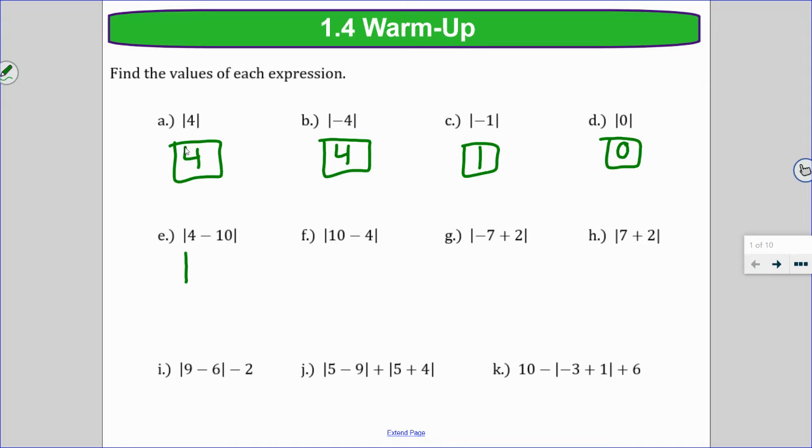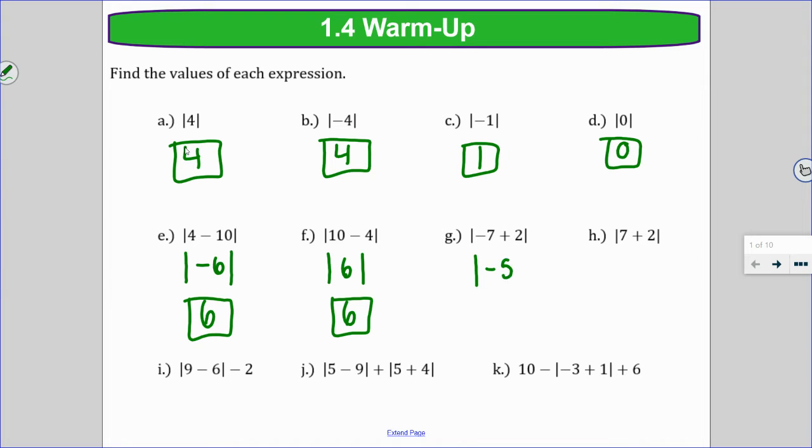So first, I would start within the absolute value, and I would do 4 minus 10, which is -6. And then I evaluate the absolute value of -6, which is +6. So since distance is always positive, every time we evaluate an absolute value, we should be getting a positive number out. All right, 10 minus 4 is 6. Absolute value of 6 is 6. That's what you should have gotten for that one.